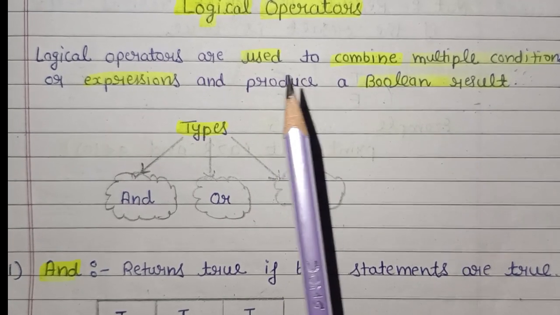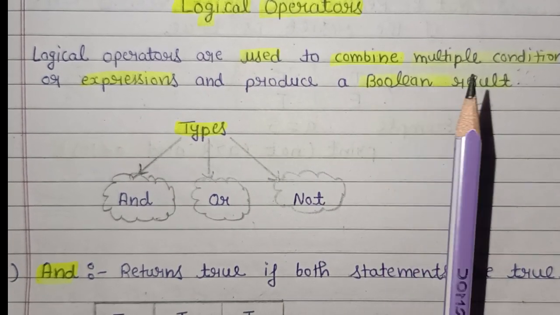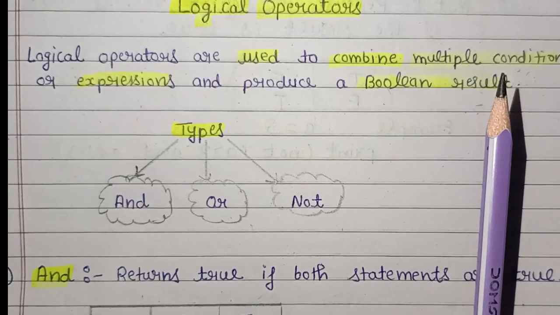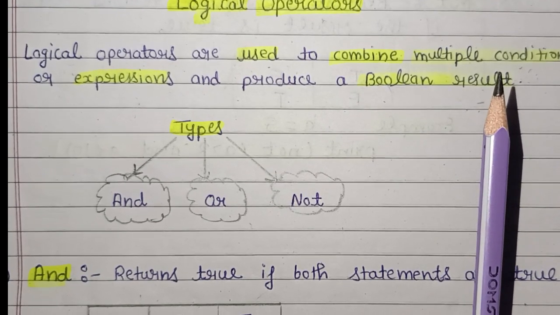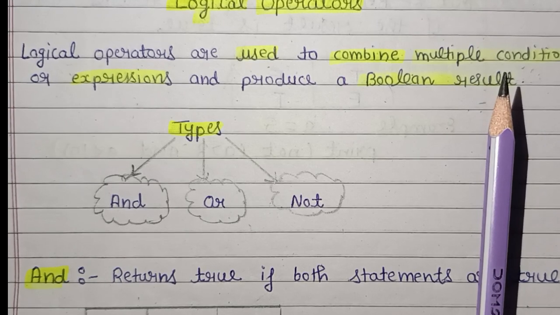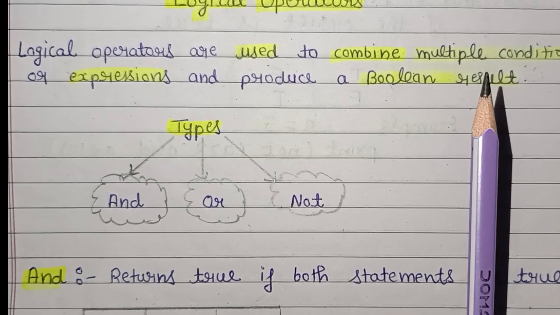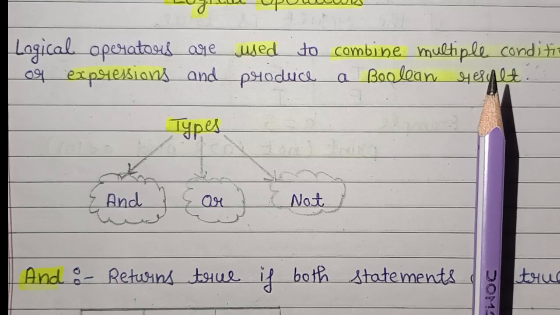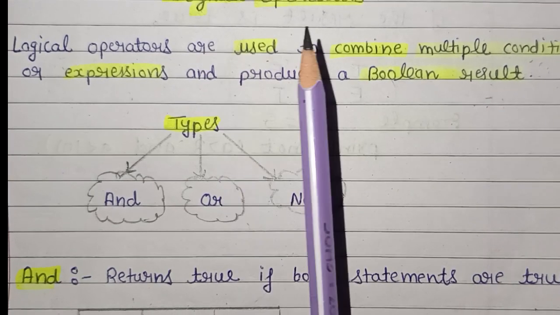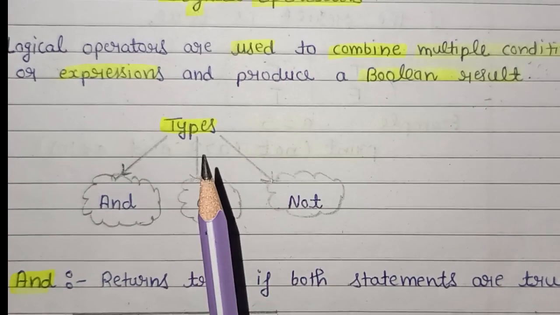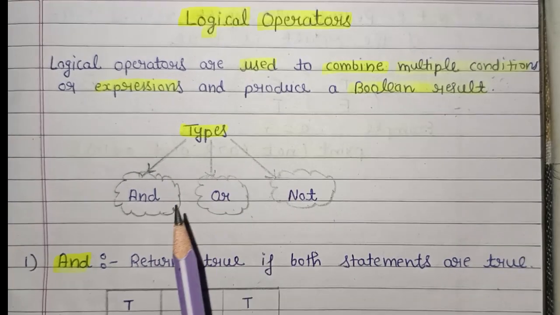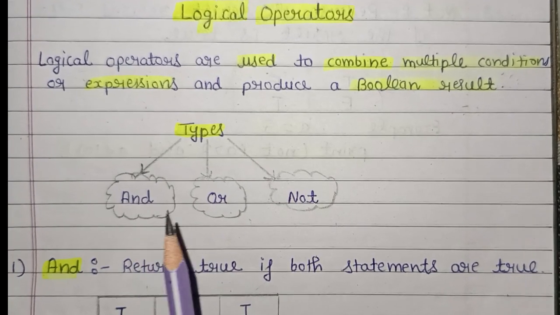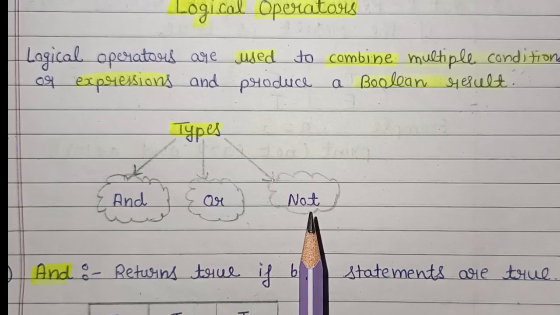Basically, logical operators are used to combine multiple conditions. Multiple conditions such as if A is greater than B, or if user age is above 80 or below 80. For that type of conditions we use logical operators. Now there are three types of logical operator. The first one is and, the second one is or, and the third one is not.